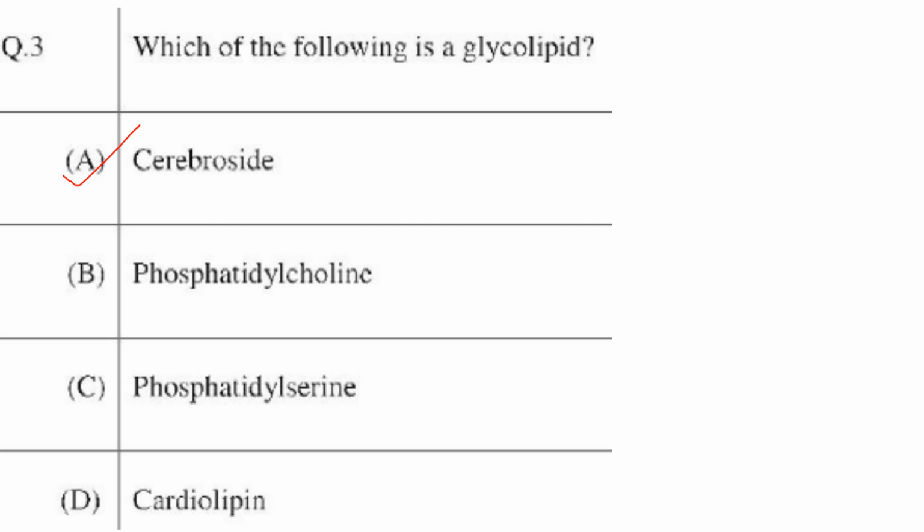Phosphatidylcholine is a phospholipid. Phosphatidylserine, again a phospholipid. Cardiolipin is also a phospholipid. It is found in mitochondrial membranes. So the answer here is option A, cerebroside.